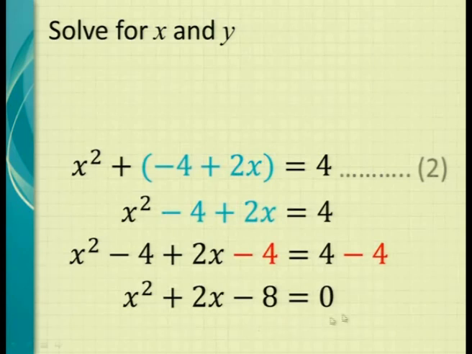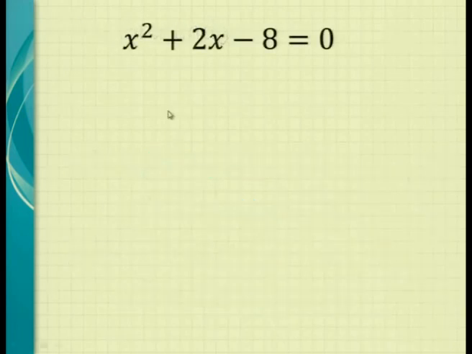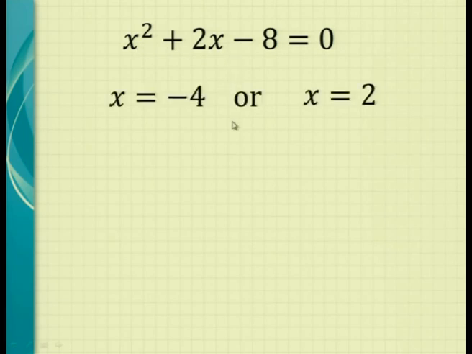And you should jump for joy because this now looks familiar. This is a quadratic equation with a 0 on the right-hand side. You know how to solve this. We've done that. So using your formula, you can find the values for x. If you don't know how, go back to the previous lessons.